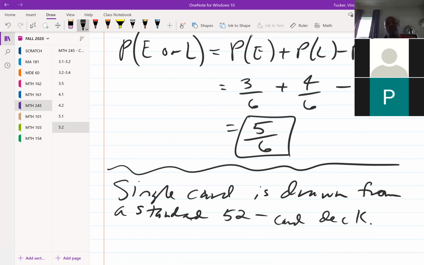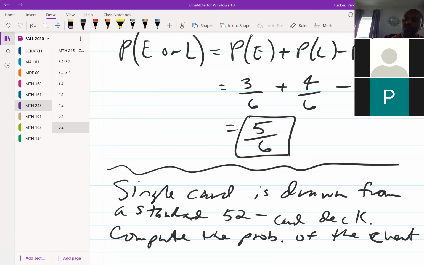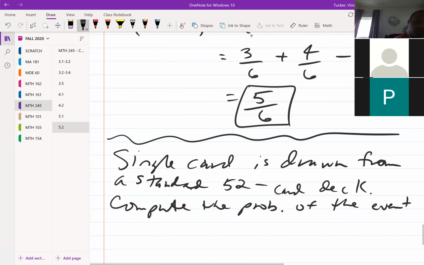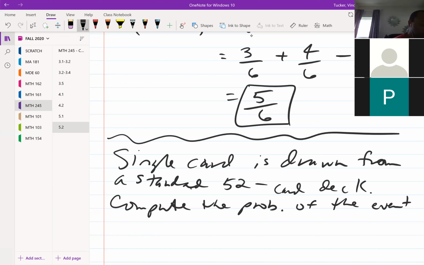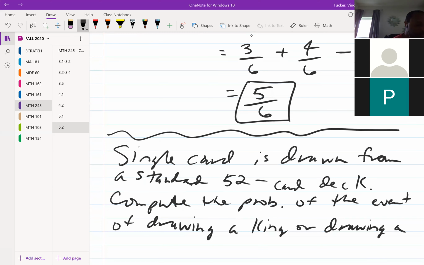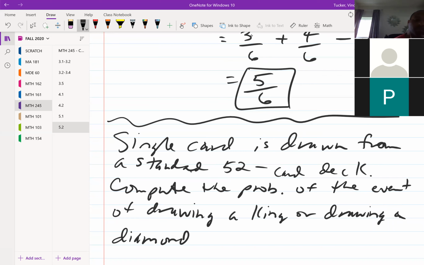All right, so next one. A single card is drawn from a standard 52 card deck. Compute the probability of the events of drawing a king or drawing a diamond.